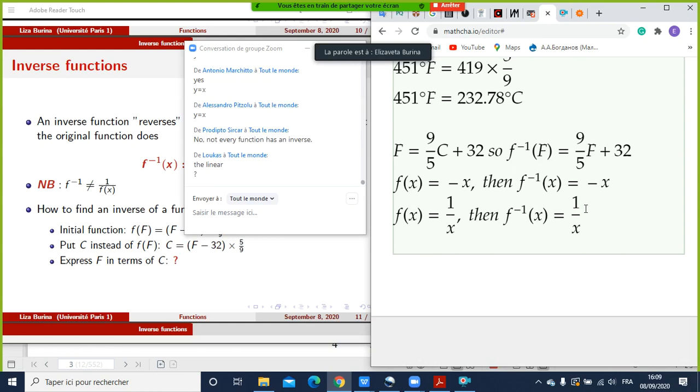Yeah, we for sure can find an inverse of a linear function, but not only. We can find one like the last one that I wrote. It's not a linear function, but we still managed to find an inverse. If a horizontal line intersects more than once. Okay, perfect.